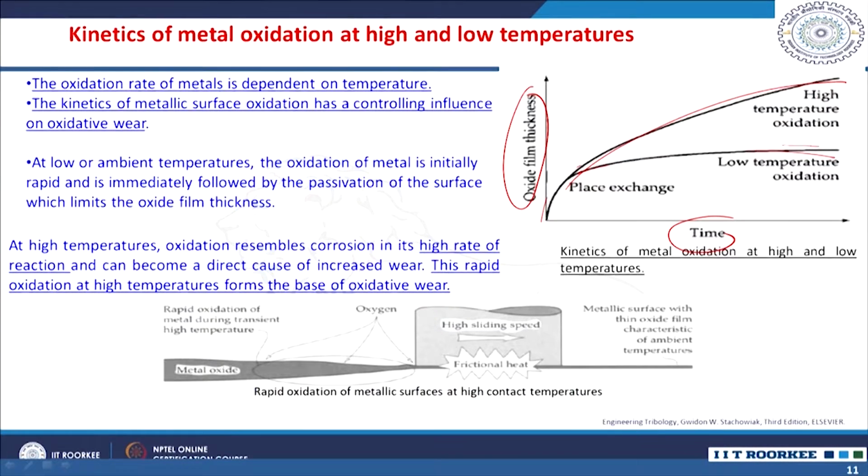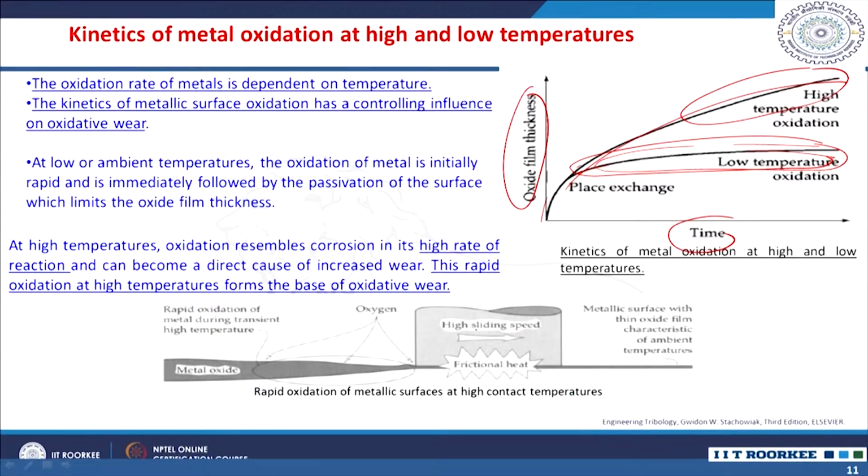At low or ambient temperatures, the oxidation of metal is initially rapid, followed by the passivation of the surface which limits the oxide film thickness. You will have lesser film thickness in lower temperature oxidation. But high temperature oxidation resembles almost corrosion in its high rate of reaction and becomes a direct cause of increased wear. So, you can have the oxide film thickness increasing to a larger extent. So, this rapid oxidation at high temperatures forms the basis for oxidative wear.